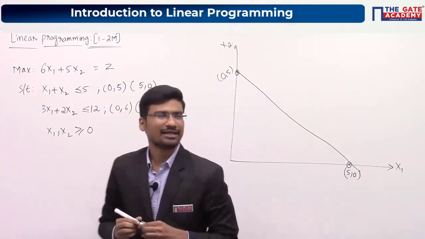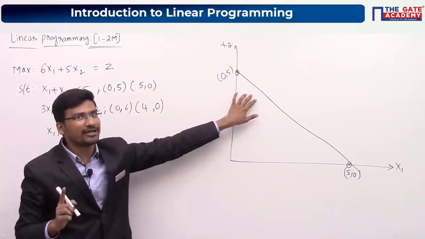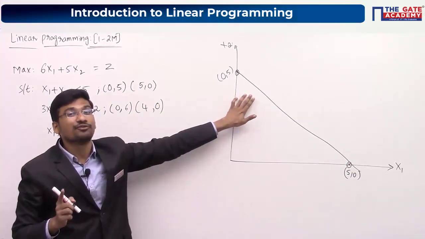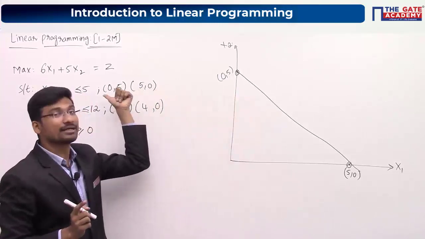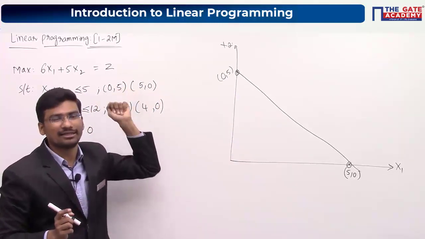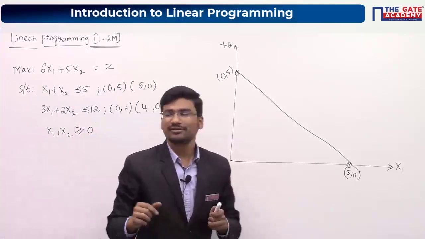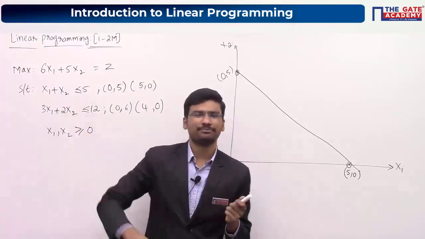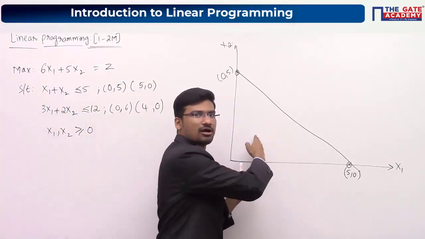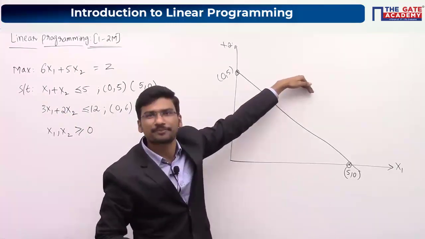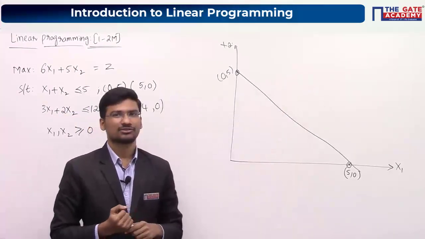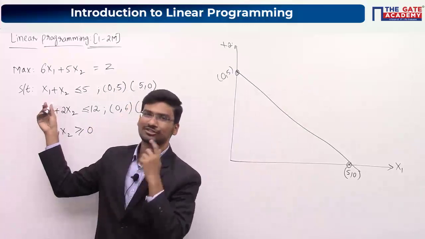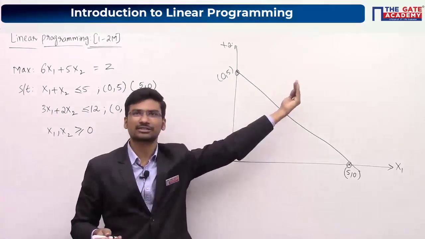This is a straight line, which is x1 plus x2 is equal to 5. But what we need is the region satisfied by this particular inequality. Now you just tell me, what will be the region satisfied by this inequality? Whether downwards of this particular straight line or upward? Please reply.